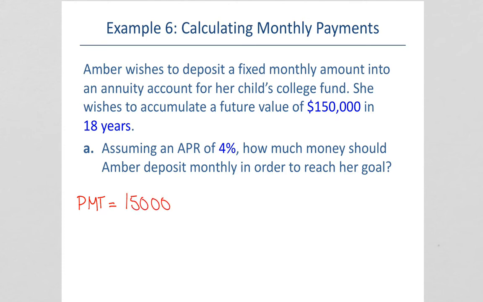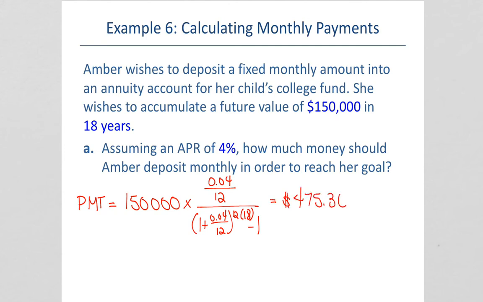So the future value needs to be $150,000. Rate divided by n over 1 plus the rate divided by n to the n times 18 years, minus 1. I'm not going to work this one out because I did the previous one. She needs to deposit a little over $475 a month.